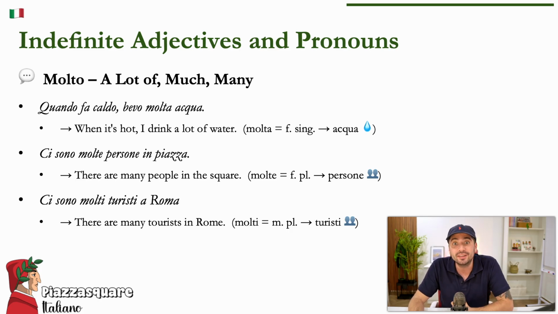Ci sono molte persone in piazza. There are many people in the square. Molte, feminine plural, describes persone, people. This sentence shows molto used with a countable noun in plural, many people. You could similarly say ci sono molti turisti a Roma. There are many tourists in Rome.